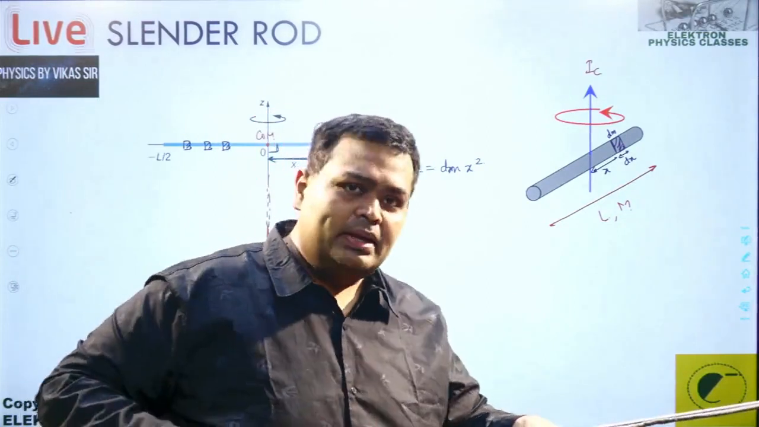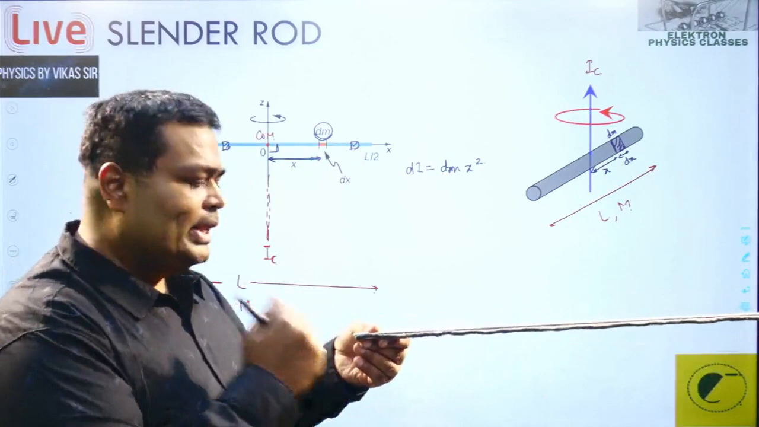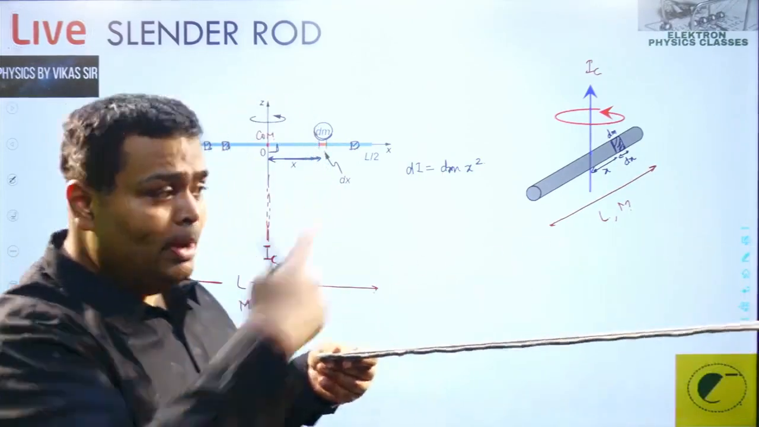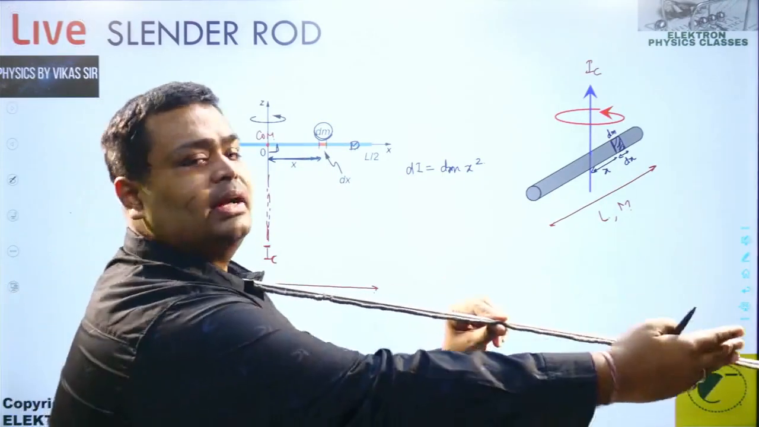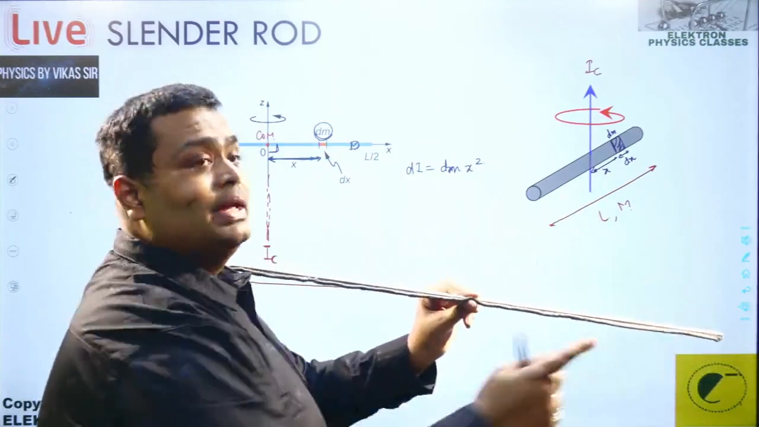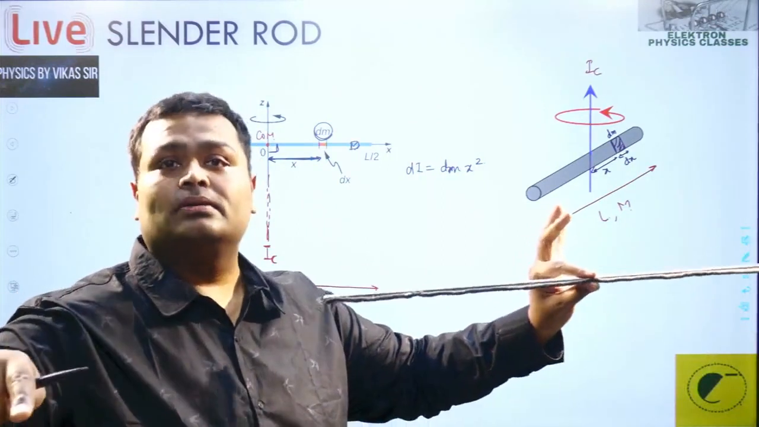0 to L will be if I consider an axis from here. Then all the particles are to the right of it. So that is from 0 to L. But now the axis is from here, so half is here, half is there. So the limit should be minus L by 2 to plus L by 2. The limit itself explains that the axis is from the center.